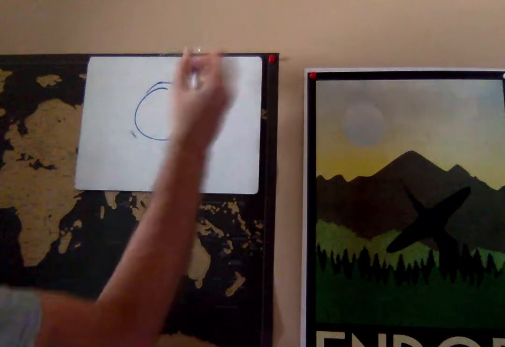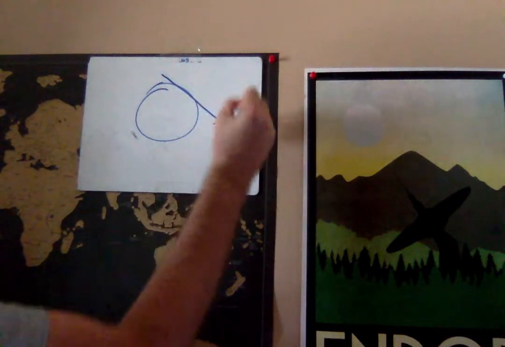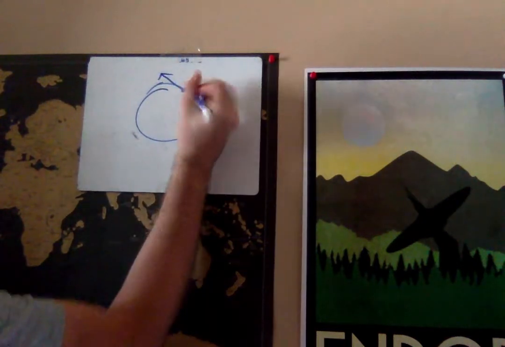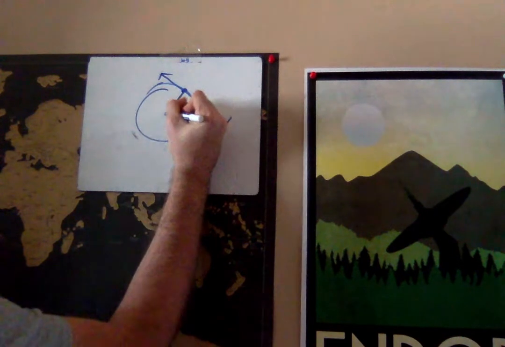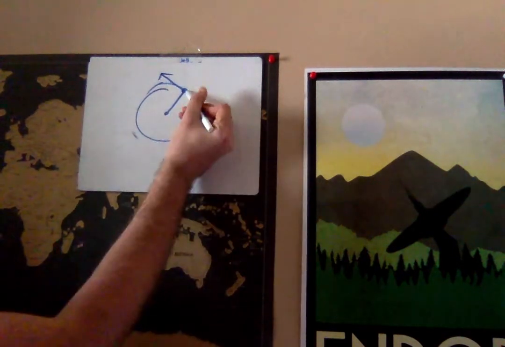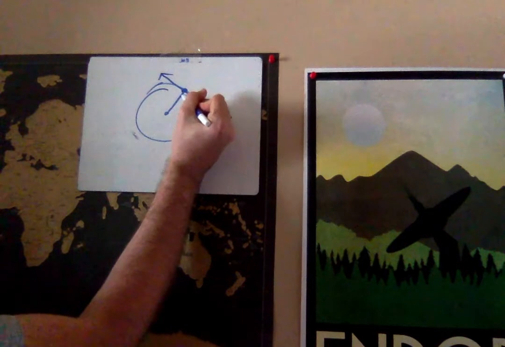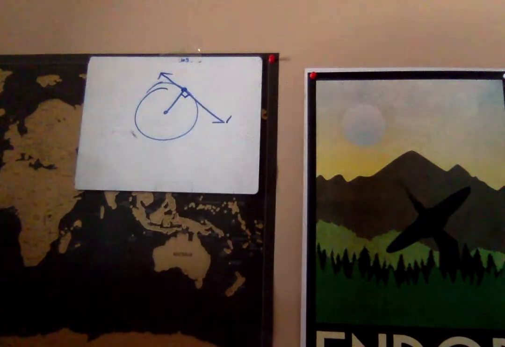Here's a circle, right? Here is a tangent line. Here's my point of tangency. And all it's saying is that if I were to draw a radius from here to here, it would end up giving me a right angle.